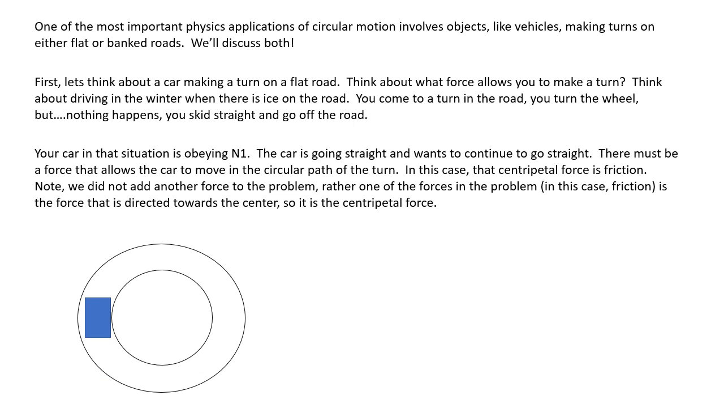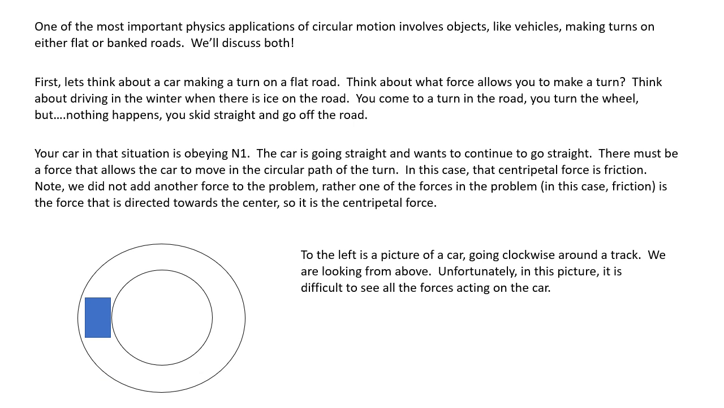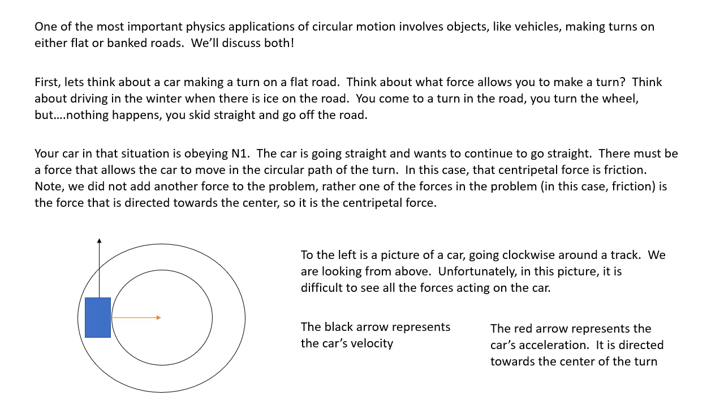So here's a picture of a track. Here's a car. We're looking at this track from above. The car is going clockwise around the track. This picture, unfortunately, makes it difficult to see everything that we're looking for. This black arrow represents the car's velocity, and then this red arrow is going to represent the car's acceleration. Note that that's directed towards the center of the turn.